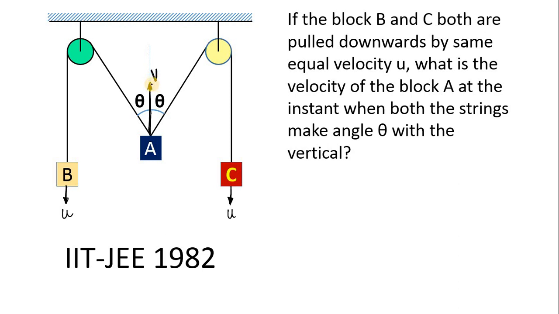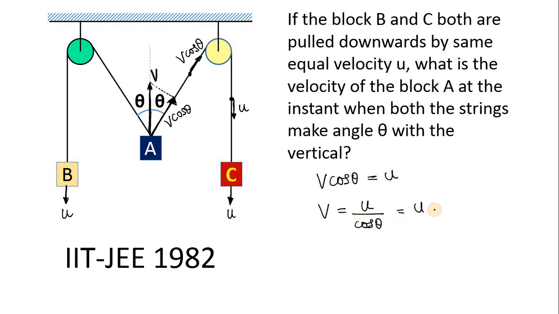Once again applying the shortcut trick, take the component of the velocity V along the thread. So the component of the velocity along the thread will be equal to V cos theta. And on this side, any point on the thread has a downward velocity equal to u, and on this side any point on the string has velocity V cos theta. Therefore V cos theta is equal to u, or V is equal to u divided by cos theta, meaning u sec theta is the answer for this question.